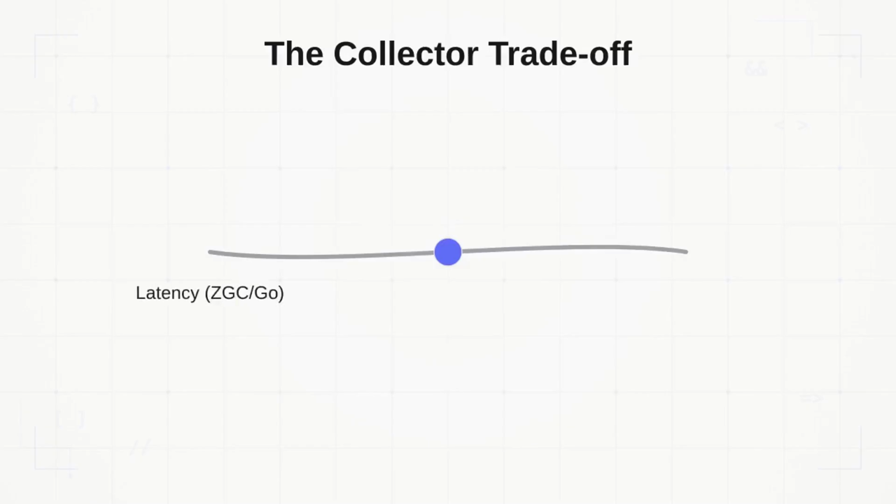Choosing a garbage collector is always a trade-off between throughput and latency. Some collectors, like Java's parallel GC, aim for maximum throughput by using all available CPU to clean memory as fast as possible. But this comes at the cost of long stop-the-world pauses. Others, like Java's ZGC or the Go collector, prioritize low latency. They perform most of their work concurrently, while the application is still running.